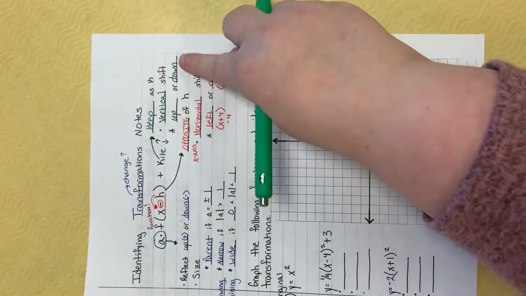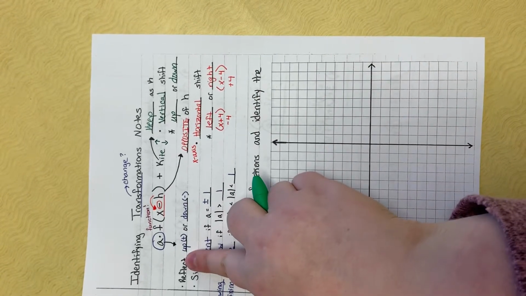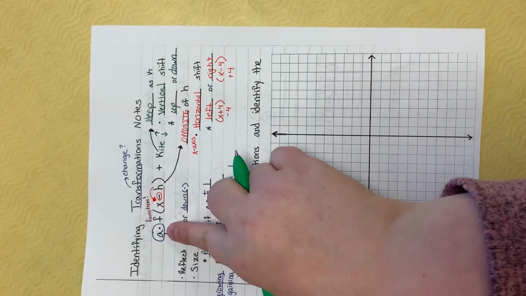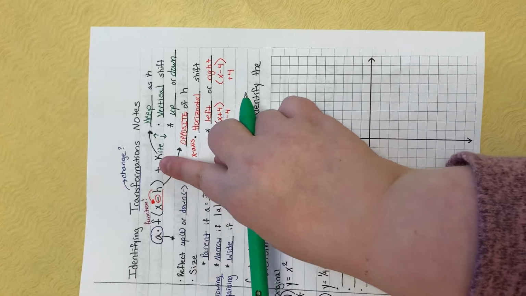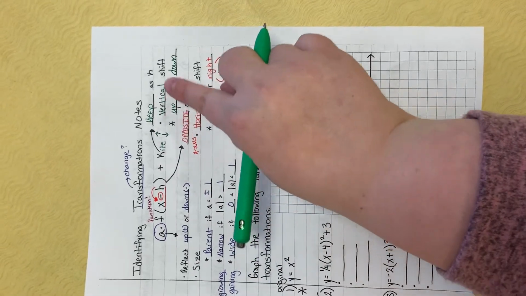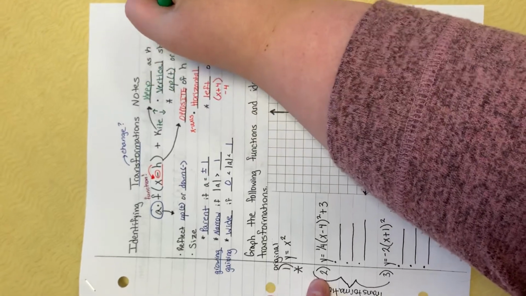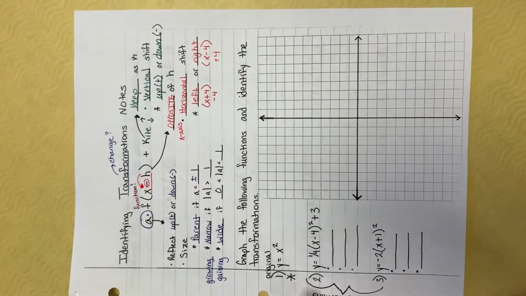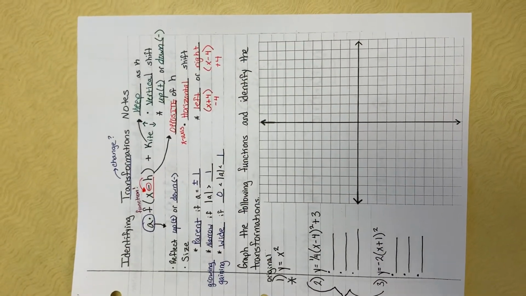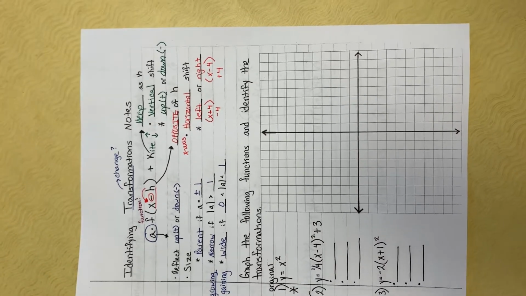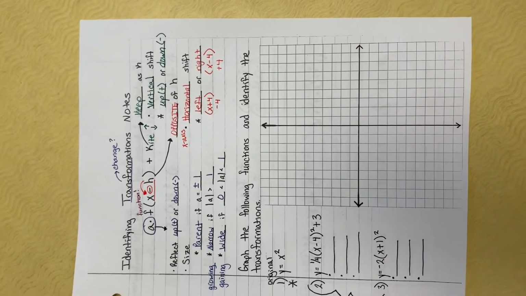Notice this is the reason you can no longer say a is up or down. If we're talking about a, we're talking about which way it reflects. If we're talking about k, we're telling which way it shifts, up or down. And remember, we keep the k, so whatever the k value is, if it's positive 2, it's going to go up 2 on the y-axis, the vertical shift. If it's negative 2, it'll go down 2 on the y-axis.